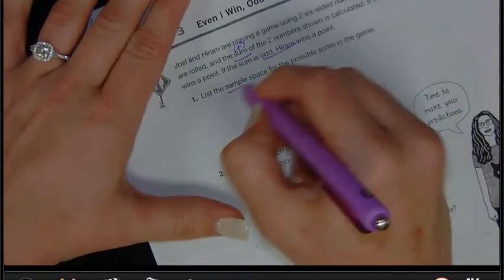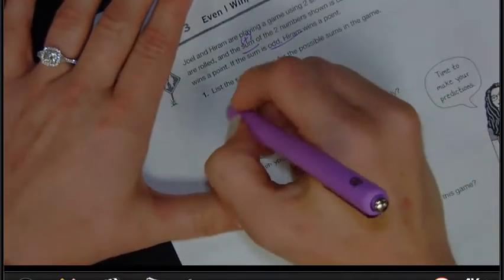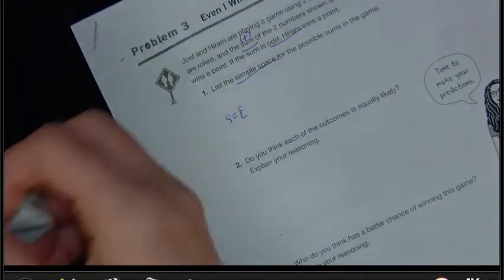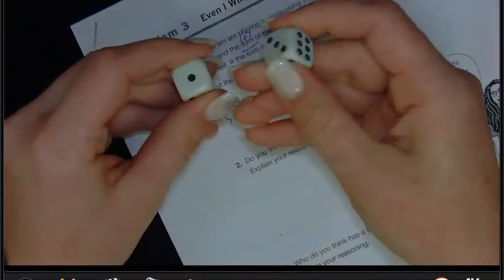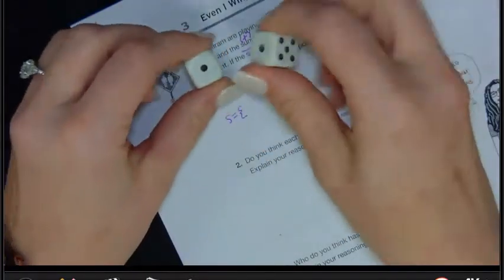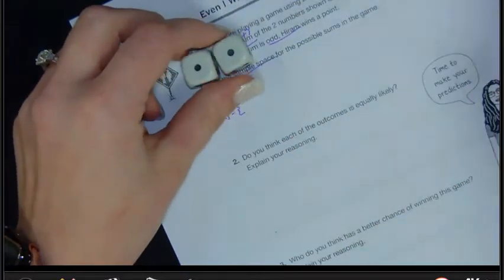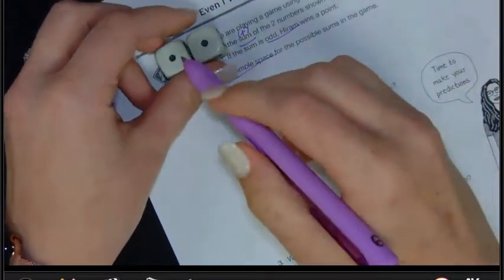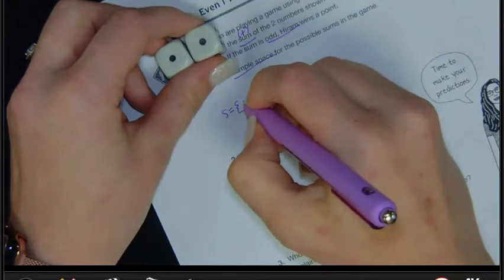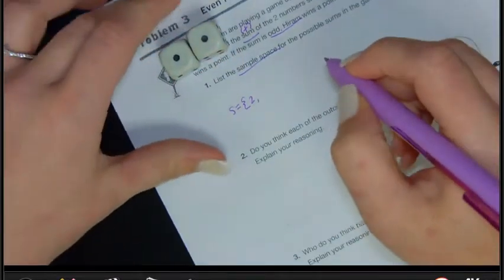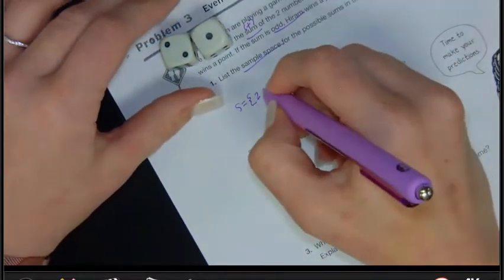Well, sample space is everything that I could possibly get. When I think of rolling dice, let me grab 2 dice here, I think of all of the different combinations I can have. Rolling my dice, let me find my 1 here, the lowest number for both dice that I can roll is a 1 and a 1. Taking the sum of 1 plus 1 is 2. Okay? Well, can I have a 3? Yeah, 2 plus 1 is 3.